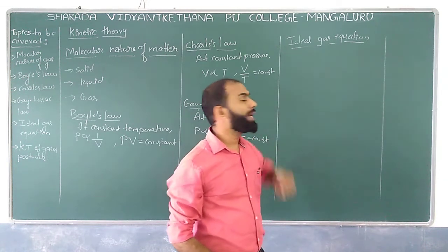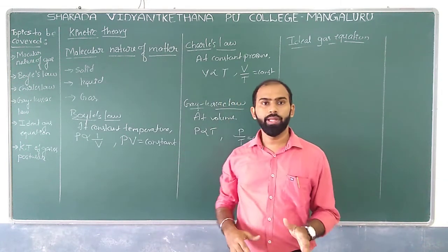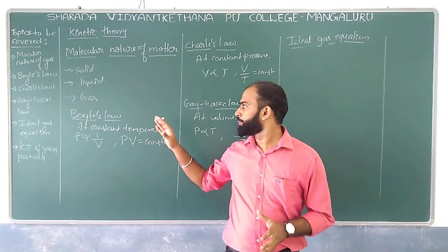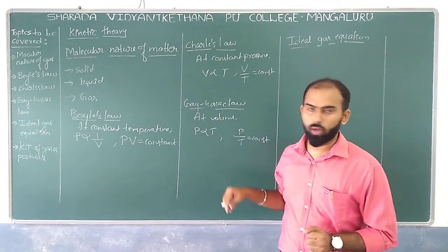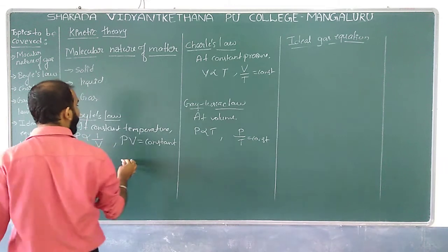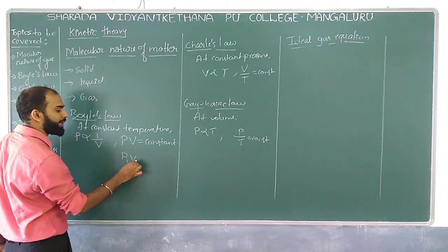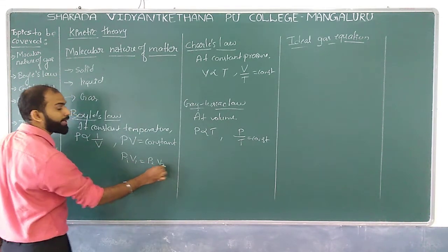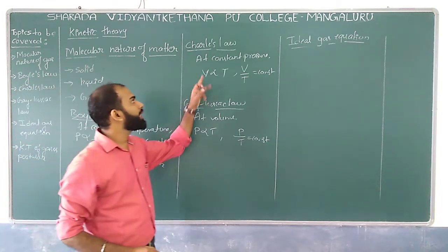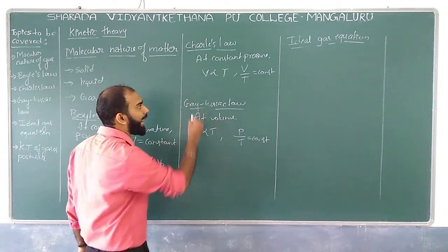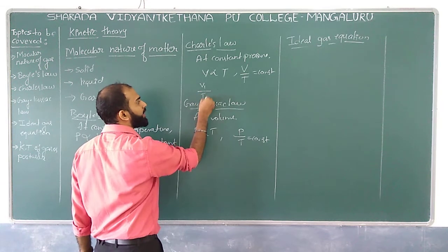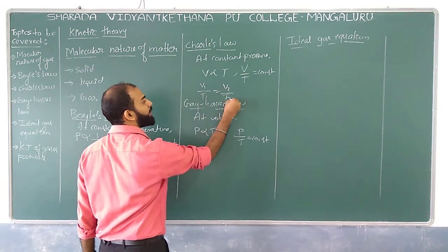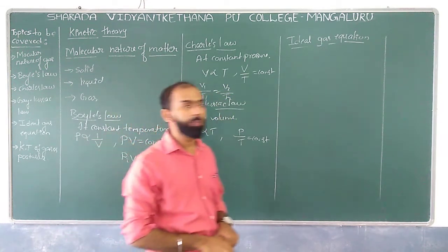To get the ideal gas equation, we need to look at Boyle's law as well as Charles' law. By using Boyle's law, I can write P1 V1 equal to P2 V2 at constant temperature. Similarly, at constant pressure, I can write V1 by T1 equal to V2 by T2. This is the basic equation.